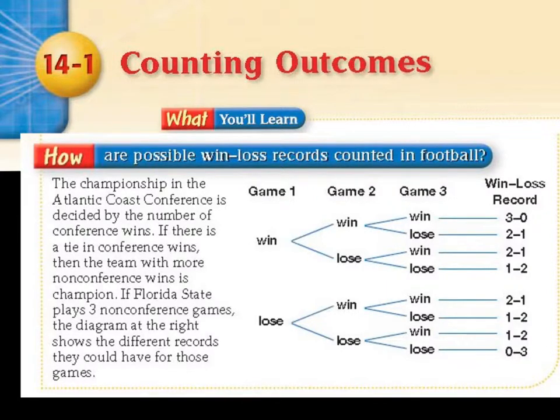The championship in the Atlantic Coast Conference is decided by the number of conference wins. If there is a tie in the conference wins, then the team with the more non-conference wins is the champion. If Florida State plays 3 non-conference games, the diagram at the right shows the different records they could have for those games.